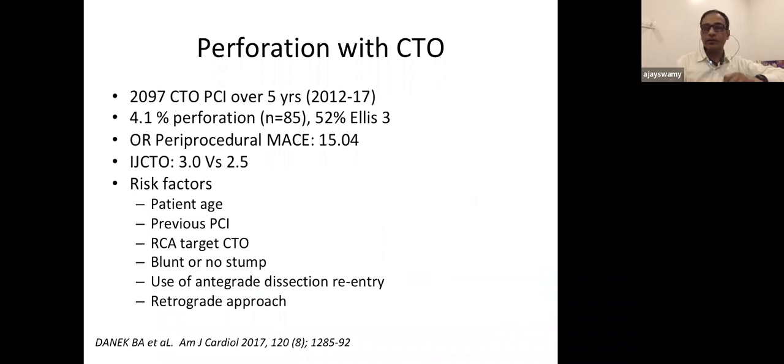What about chronic total occlusions? Amongst 2,097 CTO PCIs over 5 years from 2012 to 2017, there was a 4.1% risk of perforation, which accounted for 85 of these, and 52% of them were Ellis type 3. The odds ratio for a peri-procedural MACE along with the perforation went up 15 times. So this is not at all benign, and it is best to prevent it, or try and see that it doesn't occur before it actually does.